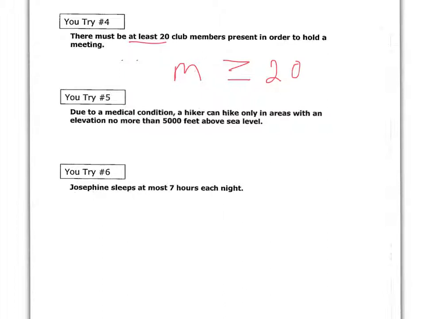The next one says due to a medical condition, a hiker can only hike in areas with an elevation no more than 5,000 feet. So we have E for elevation, we have 5,000 feet, and we can have no more than 5,000. So our elevation can be 5,000, but it must be that or less. So we would have less than or equal to.